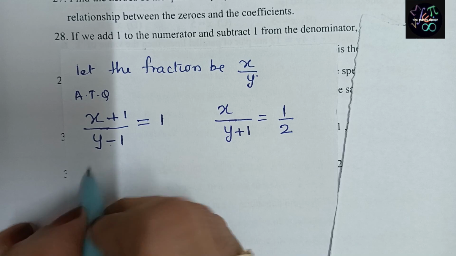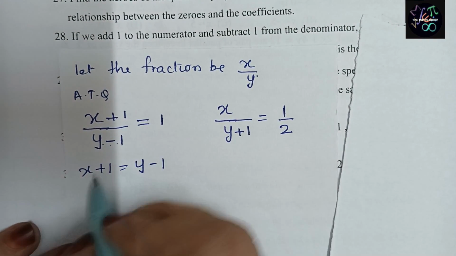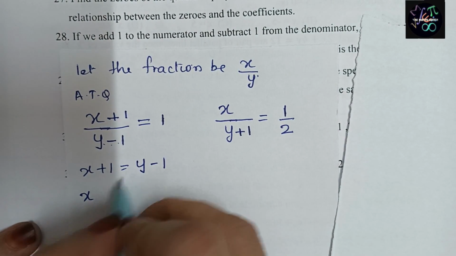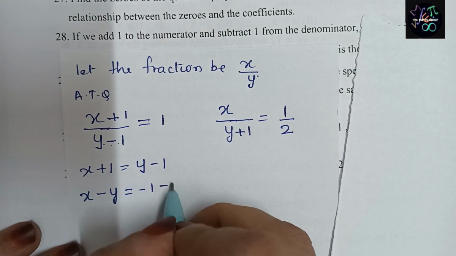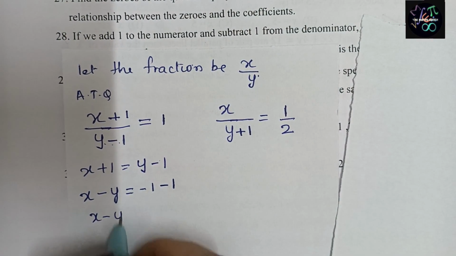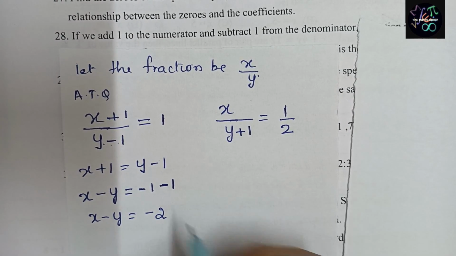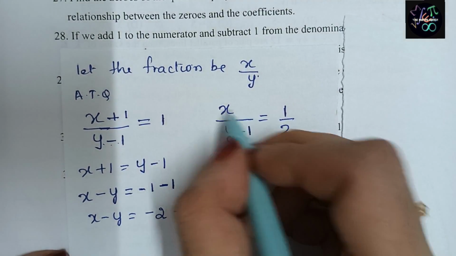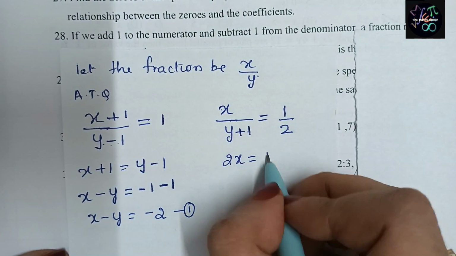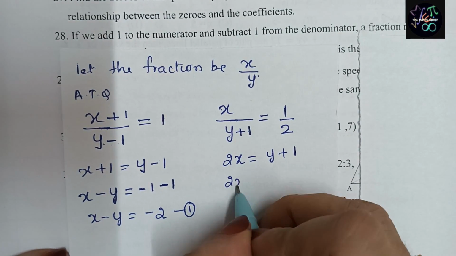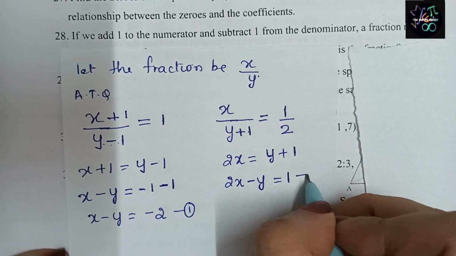Here we will cross multiply: x plus 1 as it is, y minus 1 ones are y minus 1. If I bring y to this side it becomes minus y, equal to minus 1 as it is. This plus 1 if I bring here it becomes minus 1. So x minus y is equal to minus 2. This is equation 1. Now let us cross multiply here also, same thing. 2 into x, 2x is equal to y plus 1 ones are y plus 1. 2x as it is. If I bring y to this side it becomes minus y is equal to 1. Equation 2.